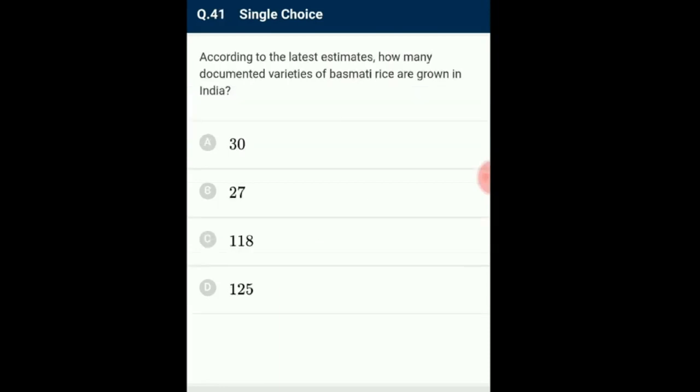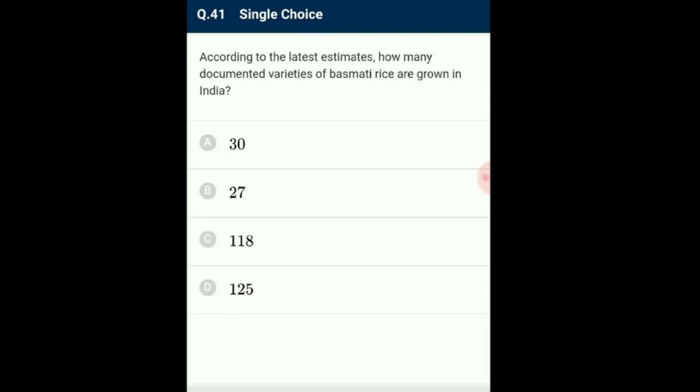Question number 41. According to the latest estimates, how many documented varieties of basmati rice are grown in India? Rice is an important food grain forming a staple diet in the Asiatic continent. Rice is a rich source of carbohydrates. One of the most known variety groups of rice is basmati. It is known for its unique aroma and flavors.